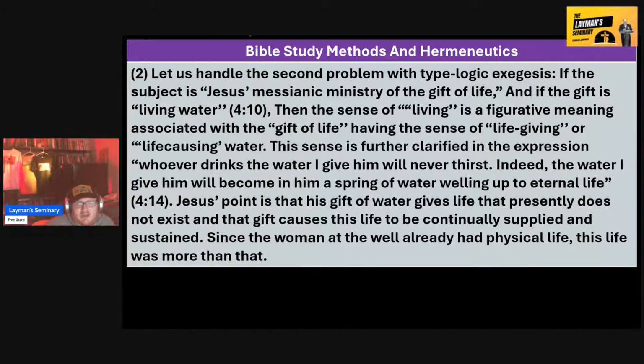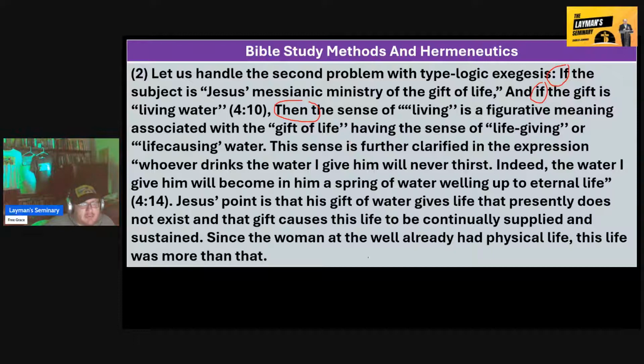Okay, so watch how he does this, guys. If the subject is Jesus' basic ministry of the gift of life, and if the gift is living water, then the sense of living is a figurative meaning associated with the gift of life, having the sense of life-giving or life-causing water. The sense is further clarified in the expression.